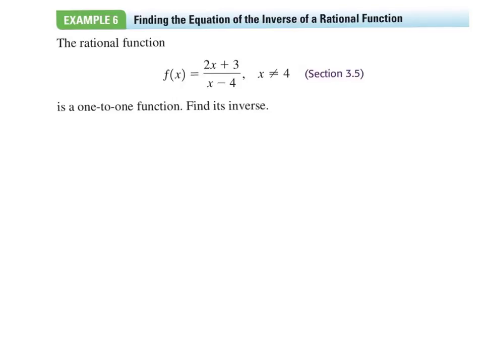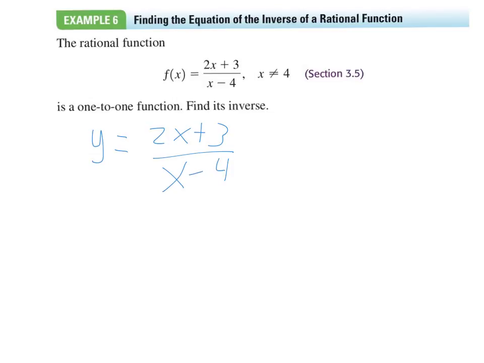Alright, suppose I give you the equation of a rational function and I tell you to find its inverse. You do it the same way. Like for this function, as long as we don't include positive 4 in the domain, it would be a function. And we're already told it's 1-to-1, so let's find the inverse. You can start by rewriting it with y. So y equals 2x plus 3 over x minus 4.